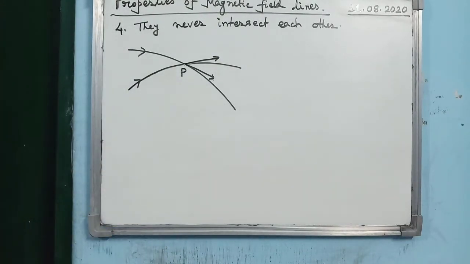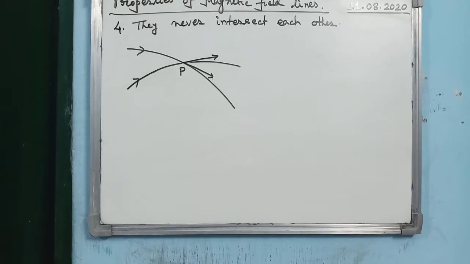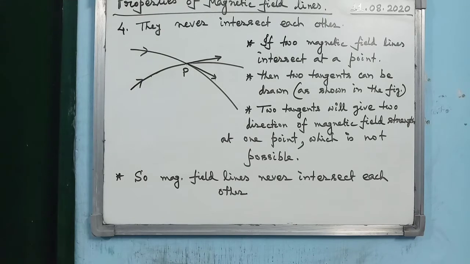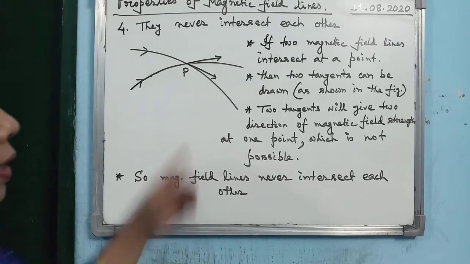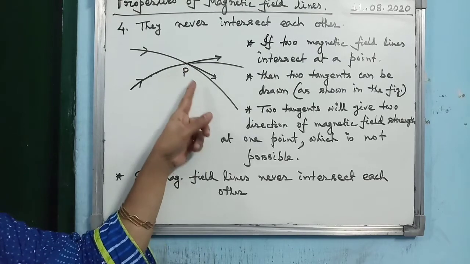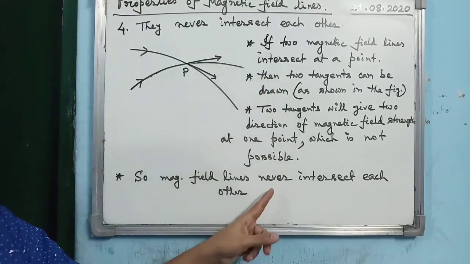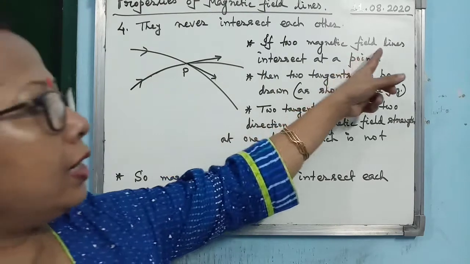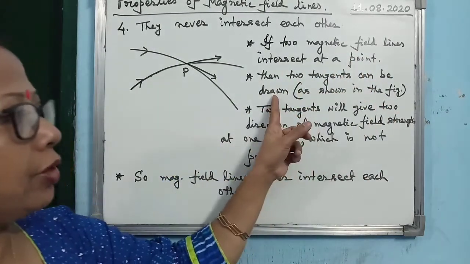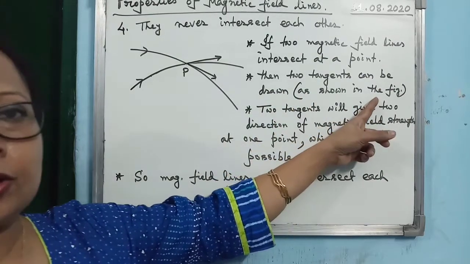So, this is an important point, and the question comes like this: why two magnetic field lines cannot intersect each other. Then you can write down your answer point-wise. If it comes that why two magnetic field lines cannot intersect each other, then you draw this diagram, show that at the point of intersection, draw two tangents, and then write down point-wise this way: if two magnetic field lines intersect at a point, then two tangents can be drawn as shown in the figure.